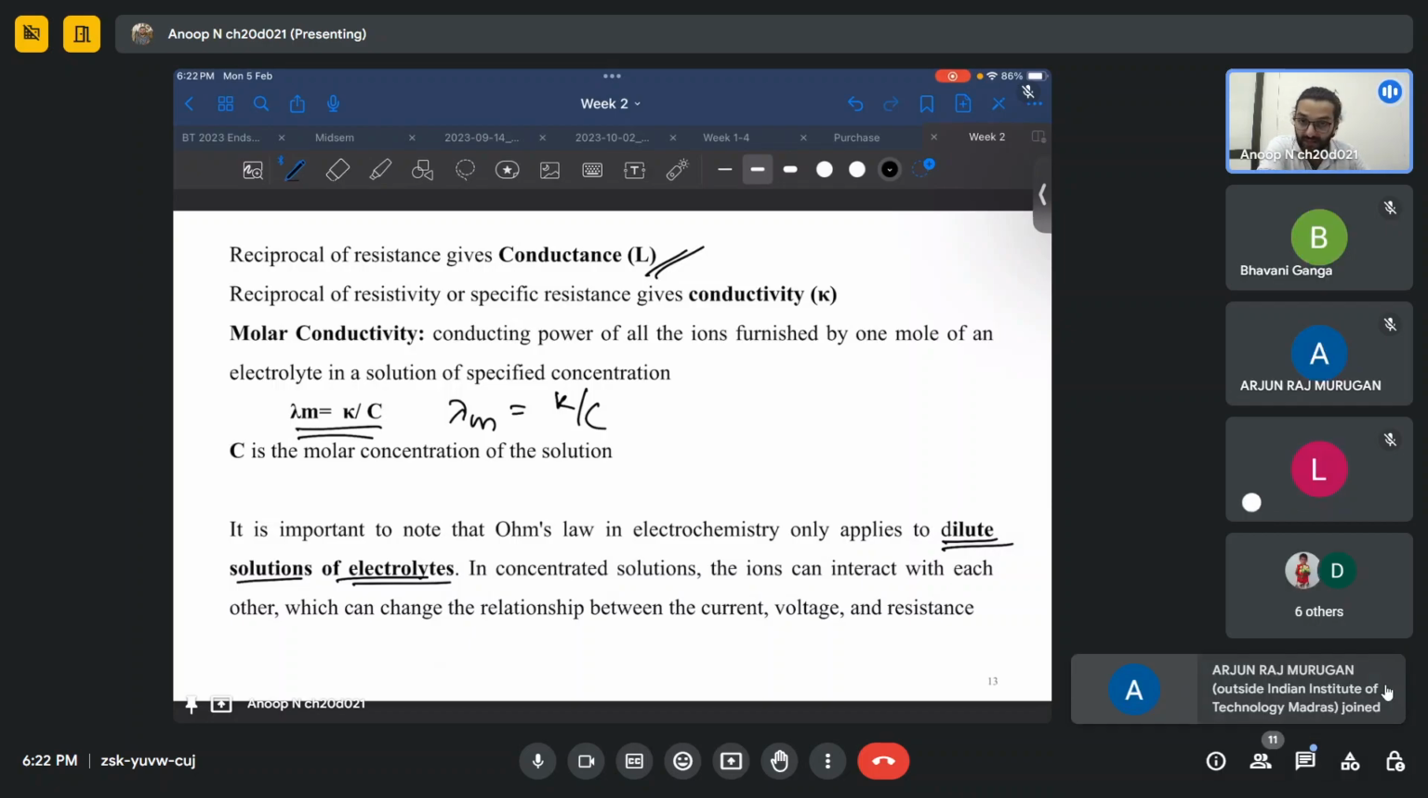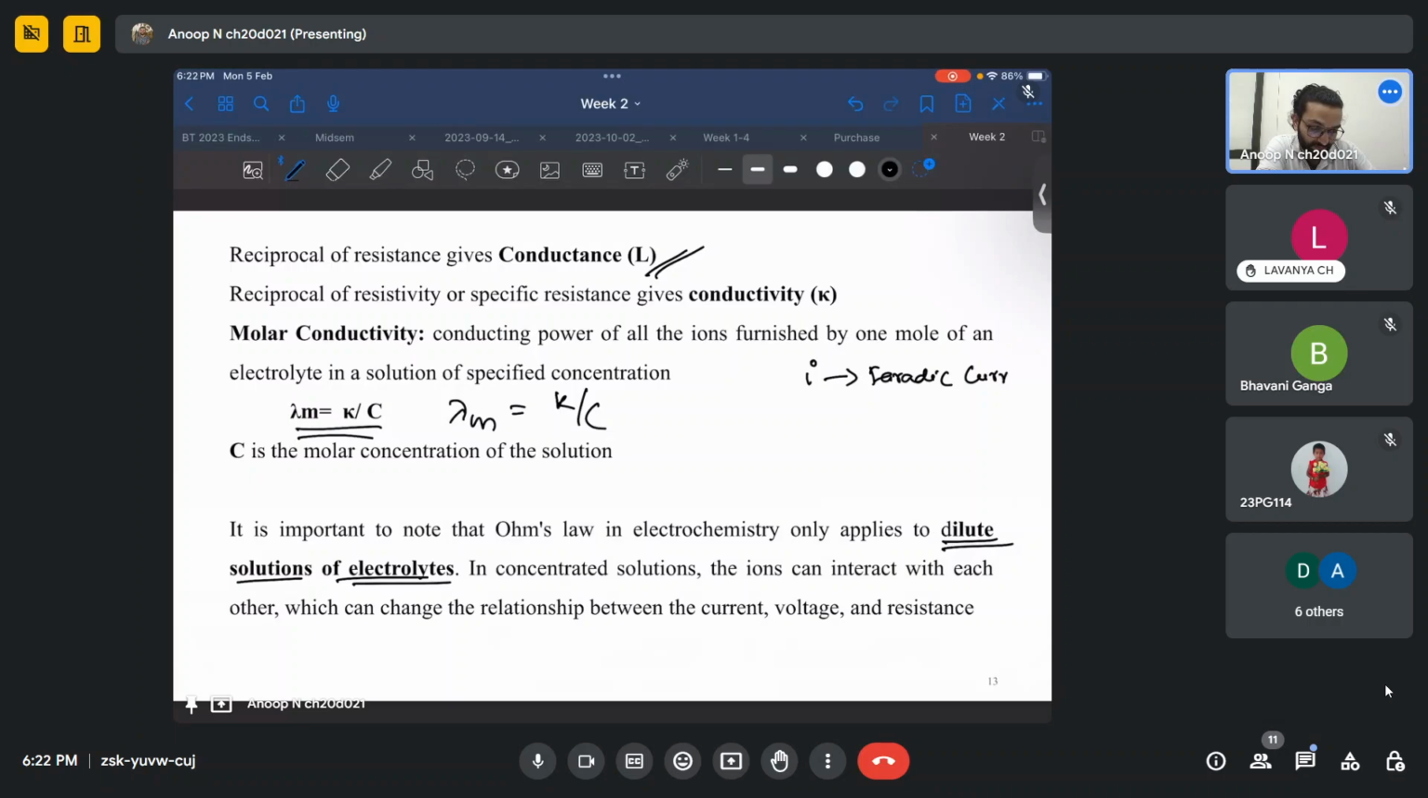In electrochemistry, we have three types of currents. First one is, what is that? Faradaic current. Faradaic current is something which comes from the reaction that involves electron transfer. Second one is the capacitive current. It is coming from the double layer. Then the third one is the migration current.